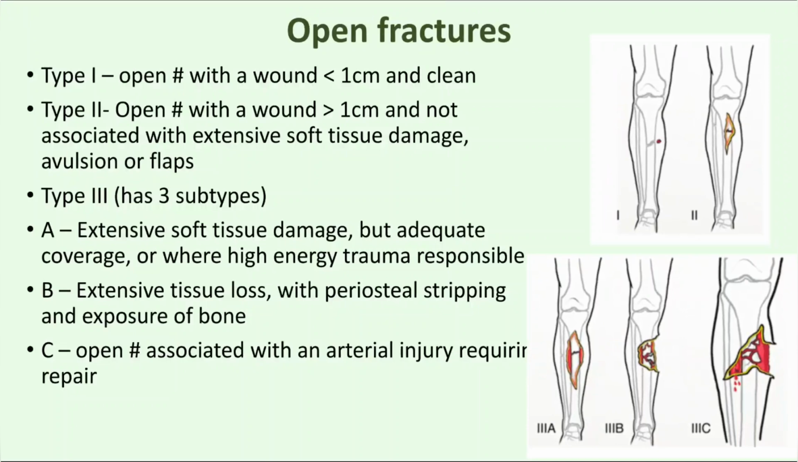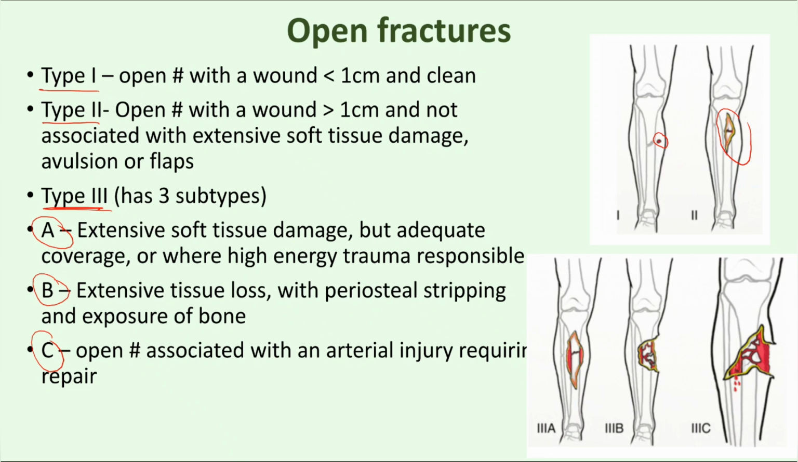If you have an open fracture anywhere in the body, you have to classify it according to the Gustilo classification. According to the Gustilo classification of open fracture, we have type 1, 2, and 3, and type 3 has 3 subtypes, A, B, C. In type 1, there is an open fracture with a wound which is very small, less than 1 centimeter, and it is a clean wound. In type 2, there is an open fracture with a wound more than 1 centimeter, not associated with extensive tissue loss, avulsion, or flap.